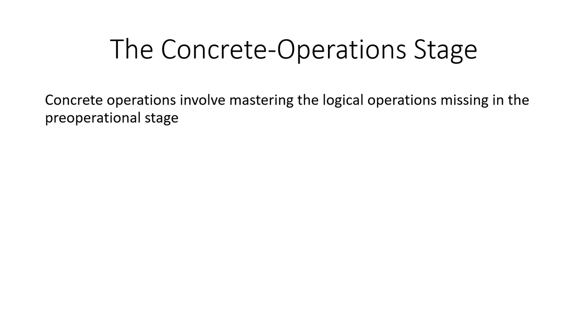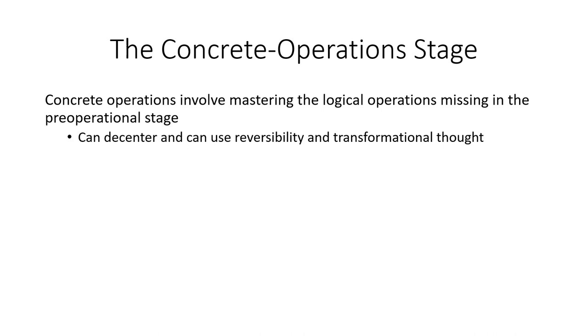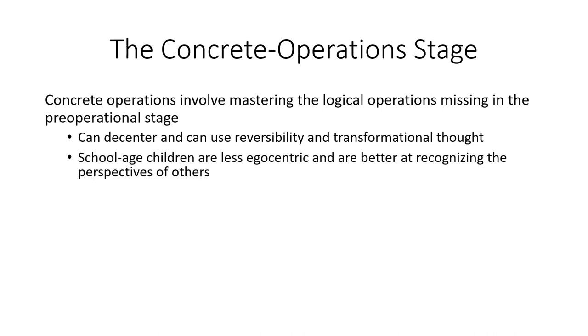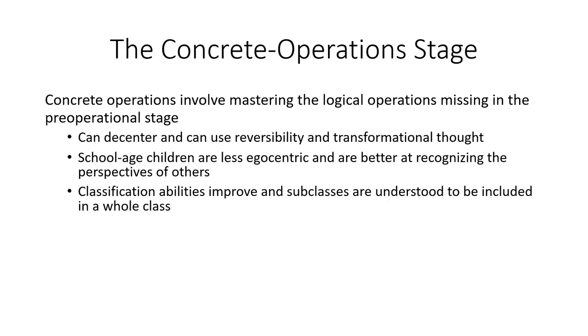Next, let's look at the concrete operational stage. So the concrete operational stage involves mastering the logical operations missing in pre-operational. That is basically what differentiates concrete from pre-operational. All of those challenges we've been talking about, decentration, reversibility, egocentrism, classification, are mastered. So in concrete operations, they can decenter and use reversibility. School-aged children are less egocentric and better at recognizing the perspectives of others. And they use classification abilities much more like adults do.